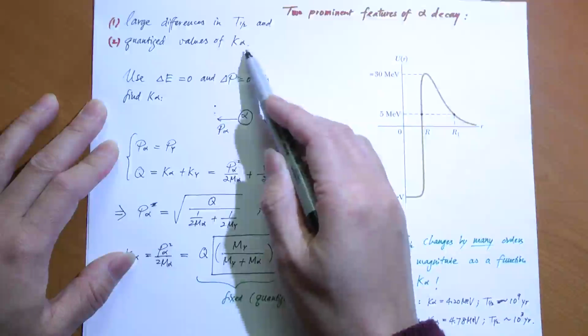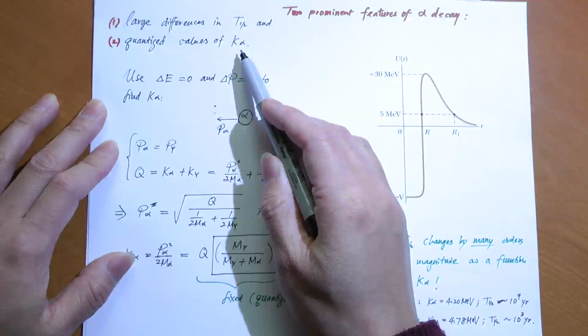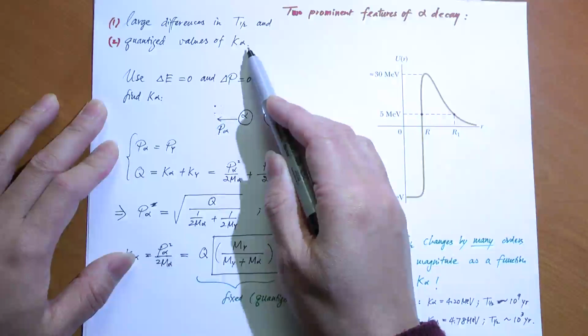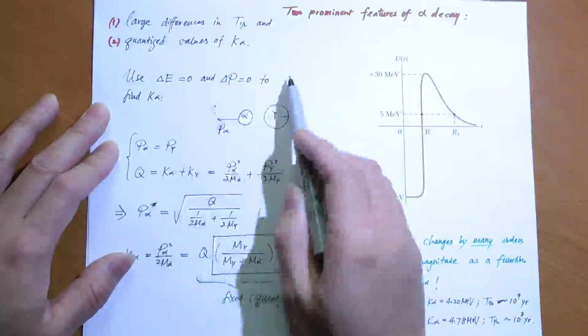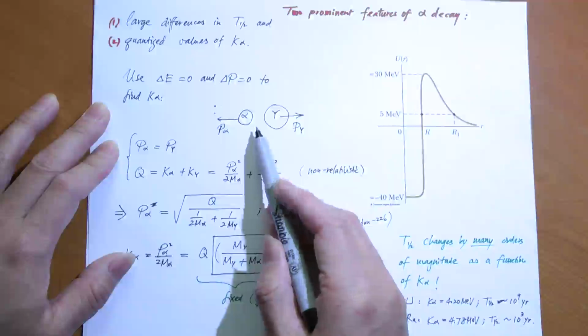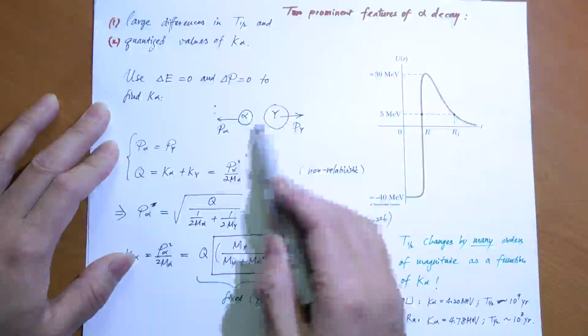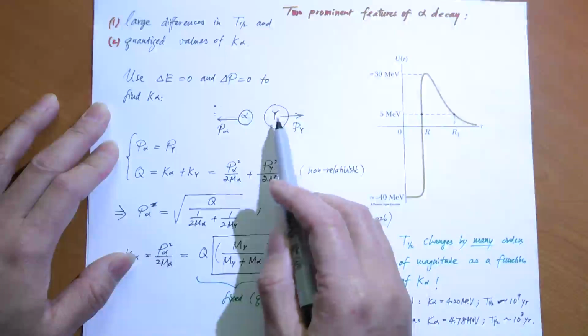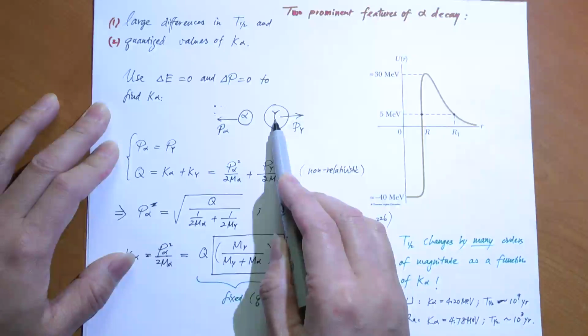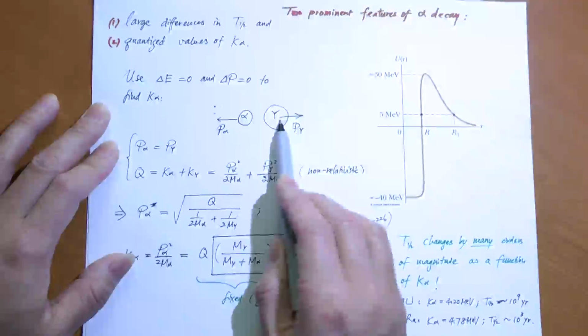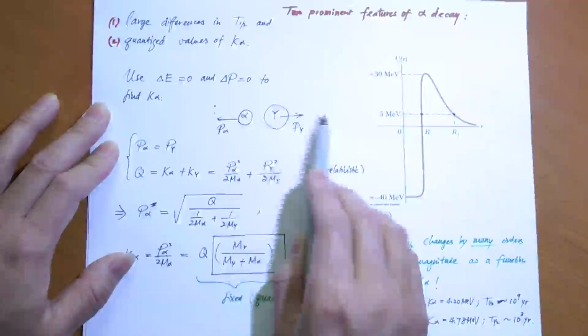Quantized value of K alpha. What's K alpha? K alpha is the kinetic energy of the resulting alpha particle. Use the change of energy equal to 0, change of momentum equal to 0. Conservation laws. Here is the situation right after the split. The alpha particle is positively charged. The daughter nucleus is also positively charged because it's still got a lot of neutrons and protons left, and they repel each other. So they fly away. This goes this way, this goes that way.